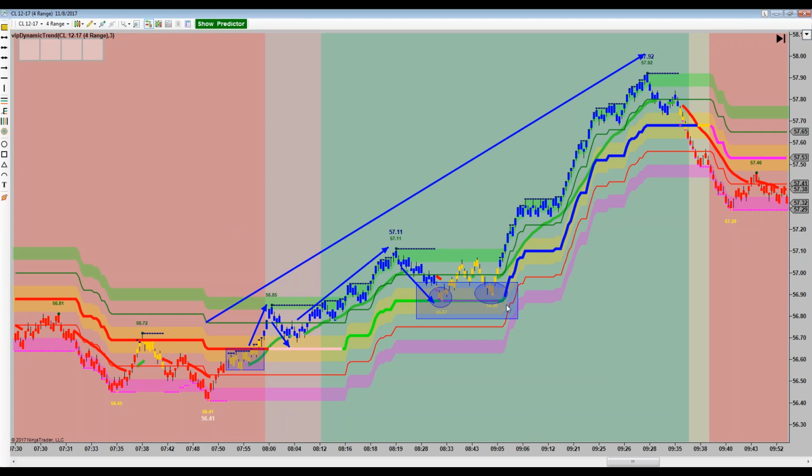Here's another one right here. So here's a thrust, a retrace, thrust, market pauses, and then you get a nice move. So it was a huge move.